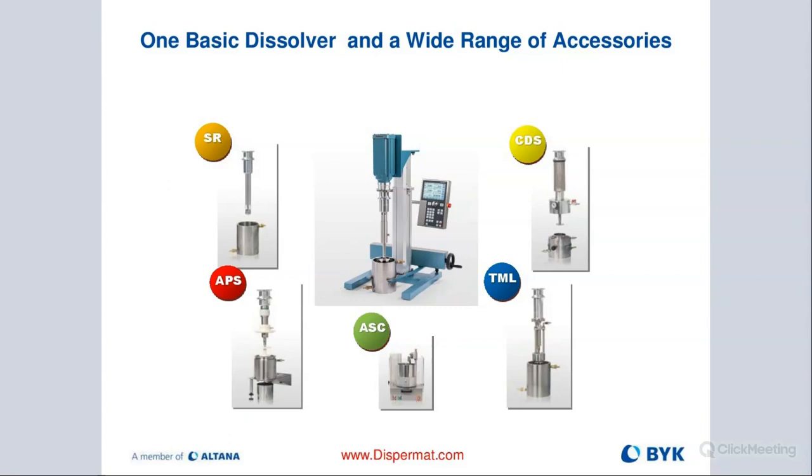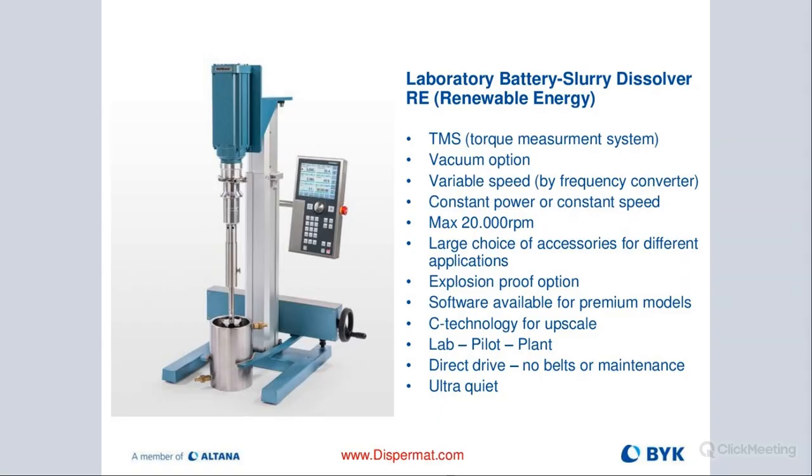With the TML, we can go down to about 500 nanometers. With the nanocade, a little bit smaller, but that's good for most of the application. If we need to go smaller, we would then use a horizontal media mill. We also have the option to add a wall scraping system for really thick slurries. Sometimes customers like to get everything off the container wall, so that's another option, that ASC system that will help us do that.